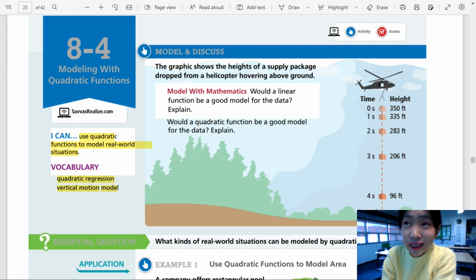Let's start with model and discuss. The graphic shows the height of a supply package dropped from a helicopter hovering above the ground. Would a linear function be a good model for the data? Explain.